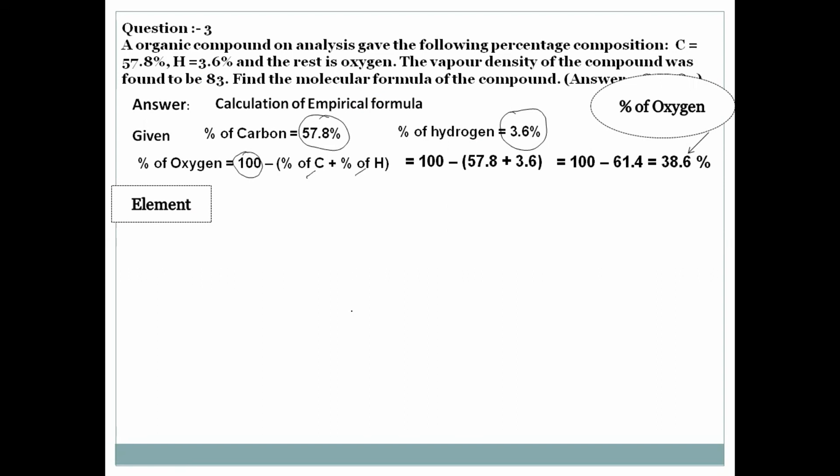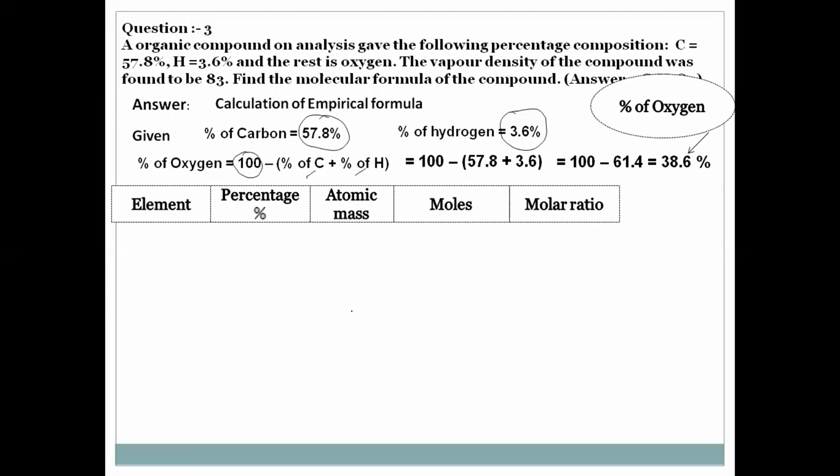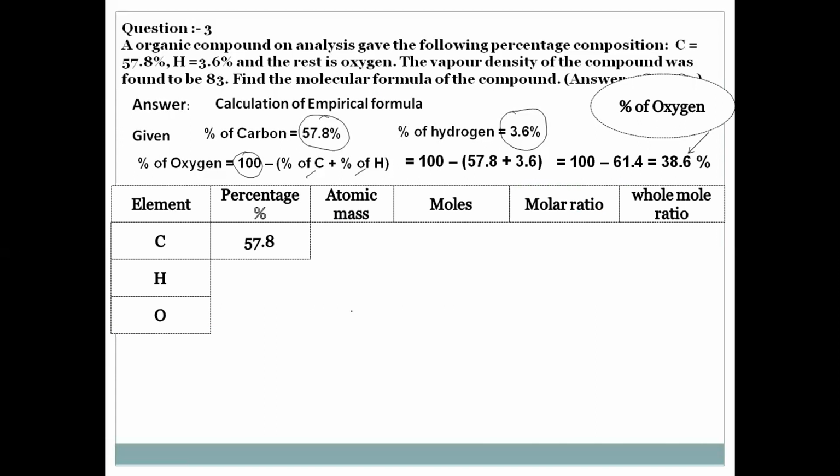Now, when we calculate the empirical formula, first we will have to write the element, then percentage of element in the given question, then atomic mass, then moles, then molar ratio, then whole mole ratio. The elements given in the question are carbon, hydrogen, and oxygen. The percentage of carbon is 57.8%. Percentage of hydrogen is 3.6%. Percentage of oxygen is 38.6%.